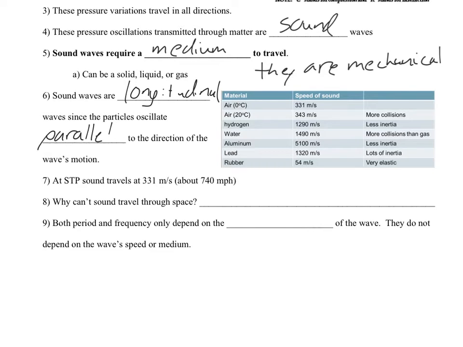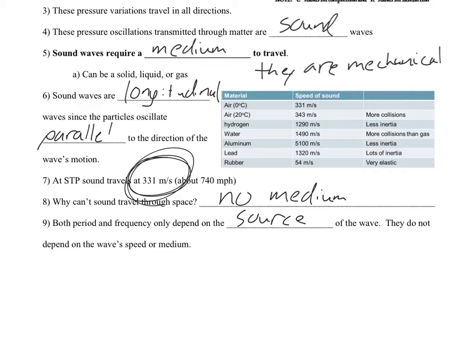The speed of sound at STP, this is the number we're going to use from our reference table, is 331 meters per second. Why can't sound travel through space? There's no medium. There's no air, nothing. So both period and frequency only depend on the source of the wave. They do not depend on the wave's speed or the medium, right? The wave's medium dictates the speed, but the source dictates the frequency and the period.